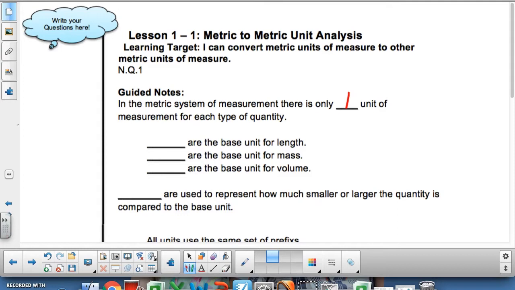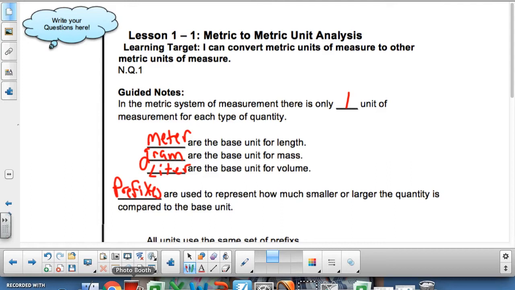So the base unit for length is the meter. The base unit for mass is a gram, G-R-A-M, sorry about my handwriting, and the base unit for volume is a liter, L-I-T-E-R. Okay? In the metric system, we use prefixes to represent values getting smaller or larger than that base quantity.